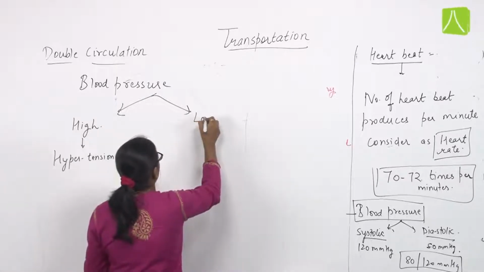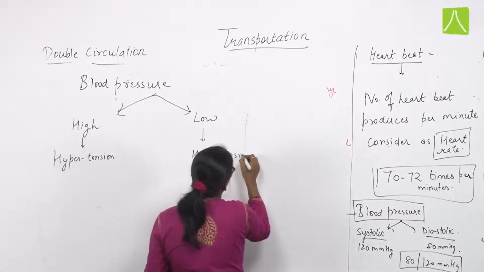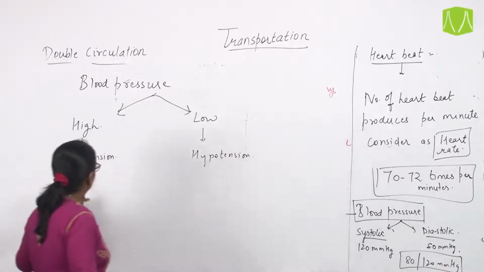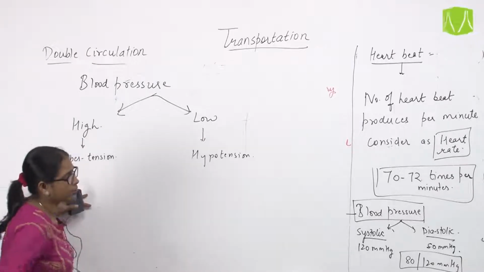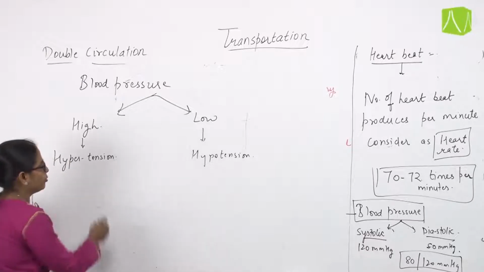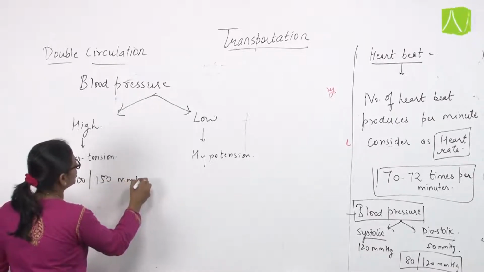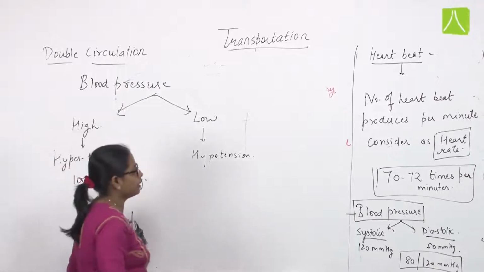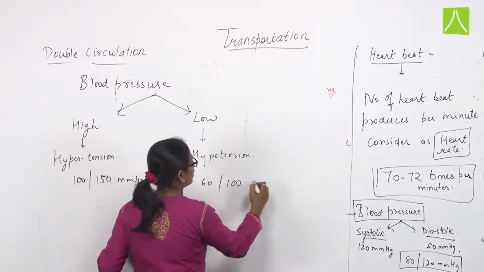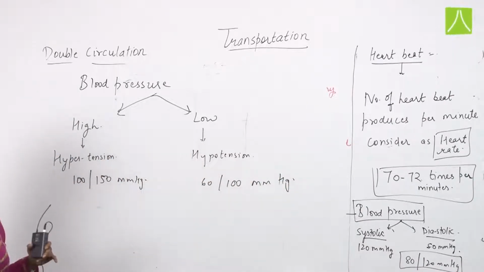And if blood pressure gets low, the condition is known as hypotension. The value of blood pressure may vary from the normal value. Higher pressure may be around 150 mmHg, and that can be high blood pressure, and the low blood pressure may be around 60-100 mmHg. Fine. So this is about low blood pressure.